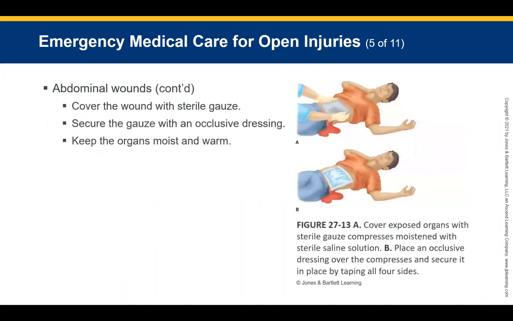Cover the wound with sterile gauze, moistened with sterile solution. Secure the gauze with an occlusive dressing. Keep the organs moist and warm, and most patients with abdominal wounds require immediate transport to the trauma center. Now, granted, you see what they're doing in figures A and B. They're covering it, and then they're applying tape on all four sides. We need to make sure that it is wet.